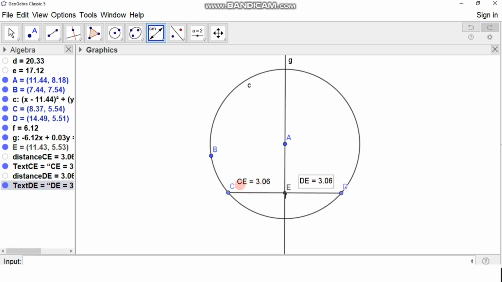So as we can observe here, CE is 3.06 and DE is also 3.06. That means CE is equal to DE. That is, this line bisects the chord. So we have verified here the theorem, that is, the perpendicular drawn from the center of a circle to the chord bisects the chord. So this is how we have verified the property. Hope you understand this concept. Thanks.